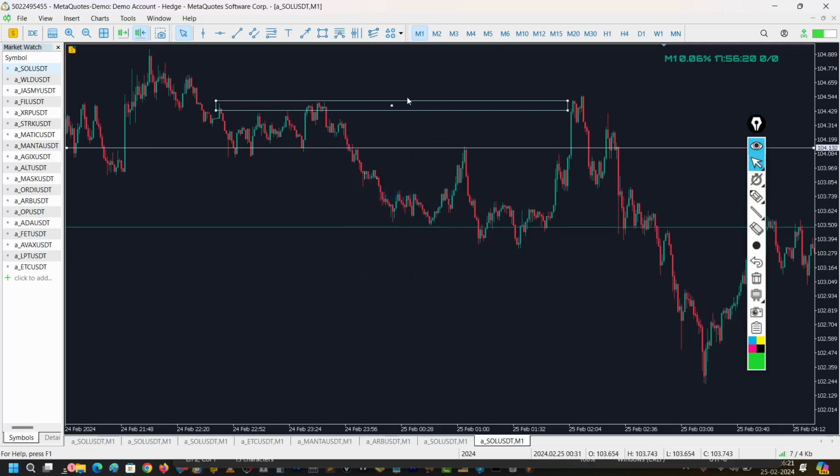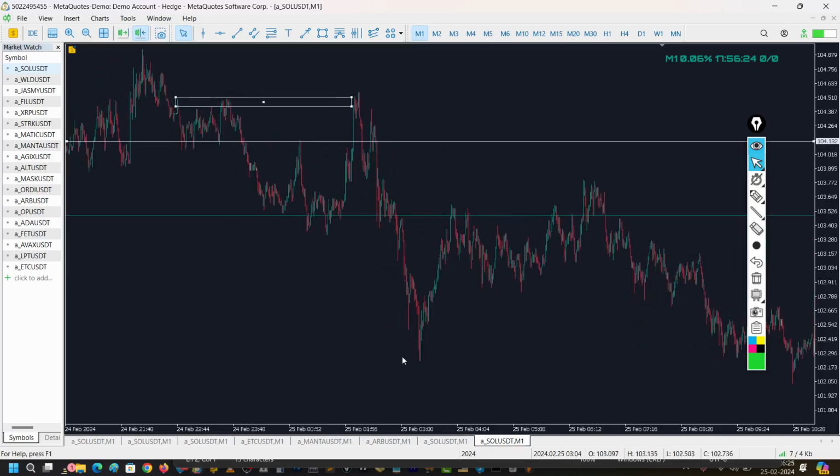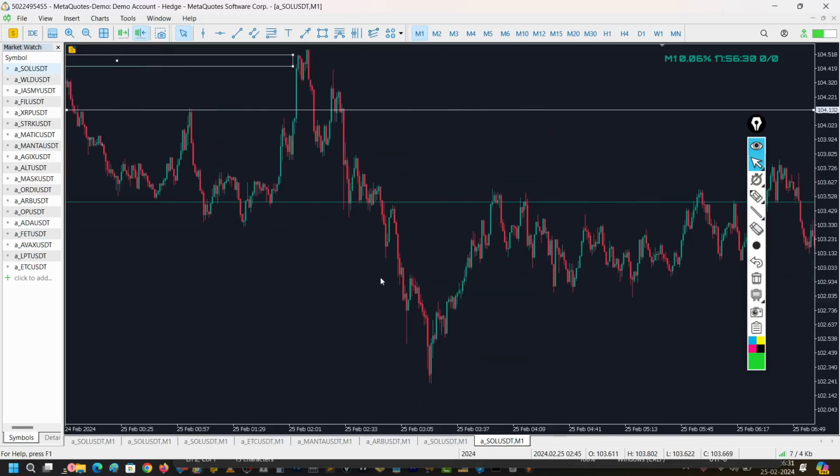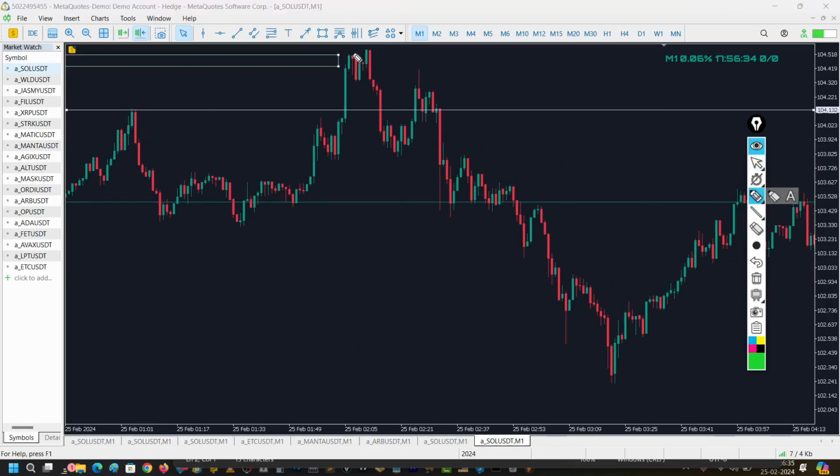Risk reward depends on your analysis. Okay, so let's suppose this was our target, and now we are going to study this analysis. Here you see how the price is coming like this.